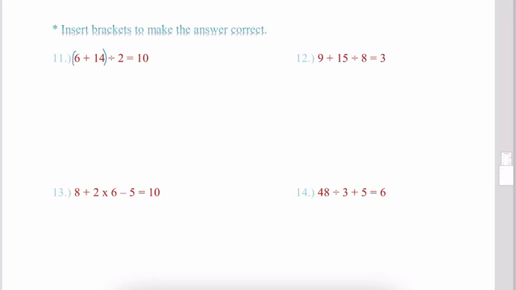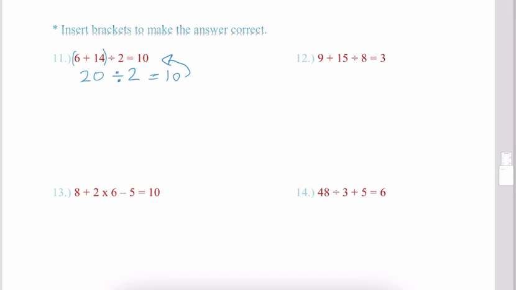Let's try this out. 6 plus 14 is 20. 20 divided 2. Oh yes, it is 10. Now my answer matched the answer given in the question. Question 12. It says 9 plus 15 divided 8 equal 3. Again, the first operation that comes in order is 15 divided 8. 15 divided 8, I believe I cannot perform this easily. Let's try to change the order of operations by inserting brackets.